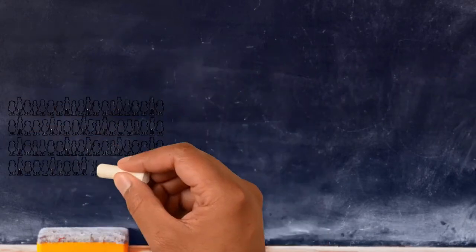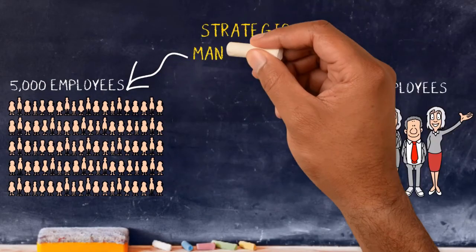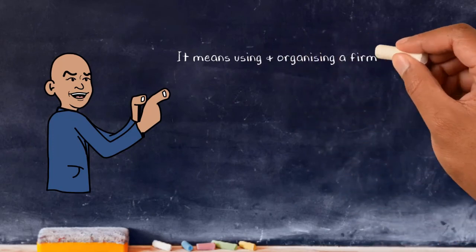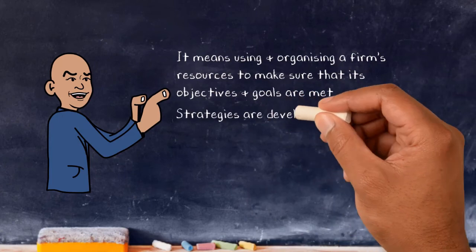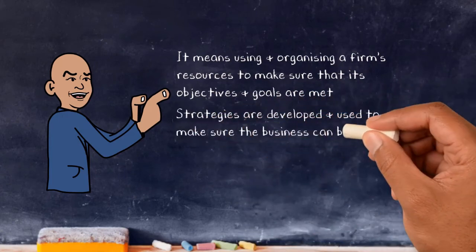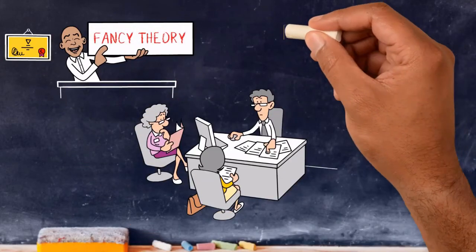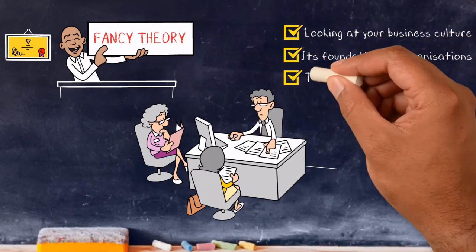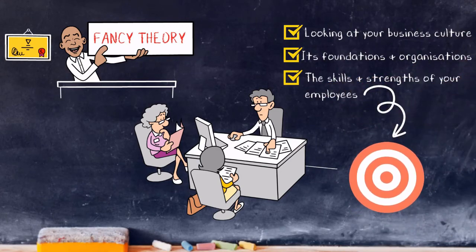Every business, no matter if it has 5,000 employees or 5 employees, needs strategic management. Put simply, it means using and organising a firm's resources to make sure that its objectives and goals are met. Strategies are developed and used to make sure the business can be the very best it can be. That's the fancy theory. In reality, it means looking at your business culture, its foundations and organisation, and the skills and strengths of your employees and using these to achieve your goals.